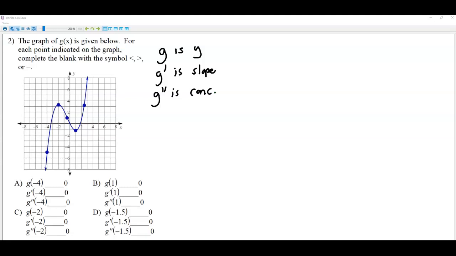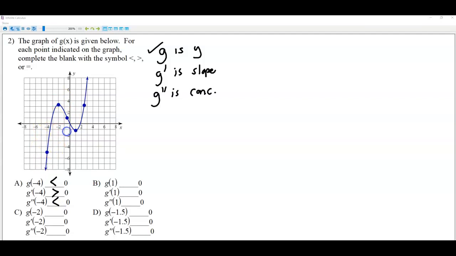So let's start off with g of negative 4. That's this point right here. Now g is the y value. So what's the y value at that point? Well, it's negative 5, so that's less than 0. G prime of negative 4 would be the slope at this point. Now you guys can see the slope is positive there because it's moving in an upward direction, so we're going to put greater than 0. And then finally, g double prime is the concavity. As you guys can see, from here to about here, that's all concave down. And since it's concave down, that would mean that g double prime is less than 0.